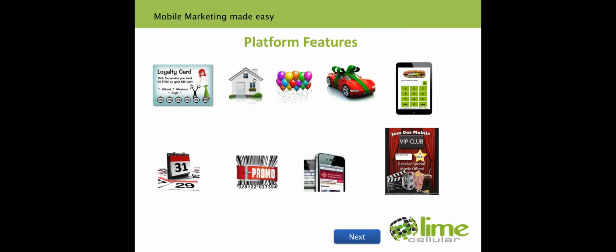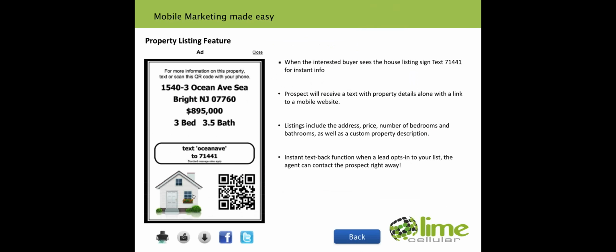We have tools for realtors, property listing. We have a similar one for vehicle listing. Property listing will let you generate ads and print them. People can text Ocean Ave. You can try it, by the way. This keyword is live. Text Ocean Ave to 7441, and you get the listing of the house. And the property listing tool allows you to do it in a couple minutes.